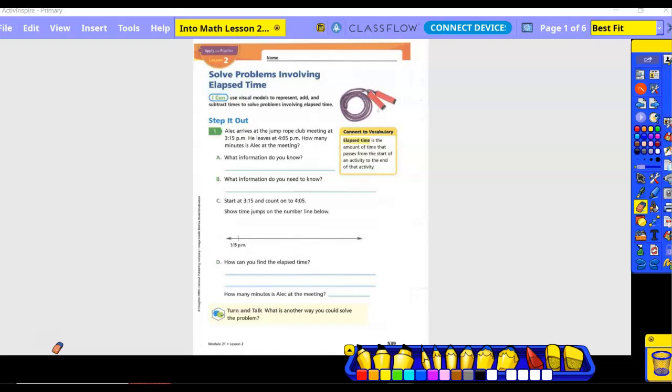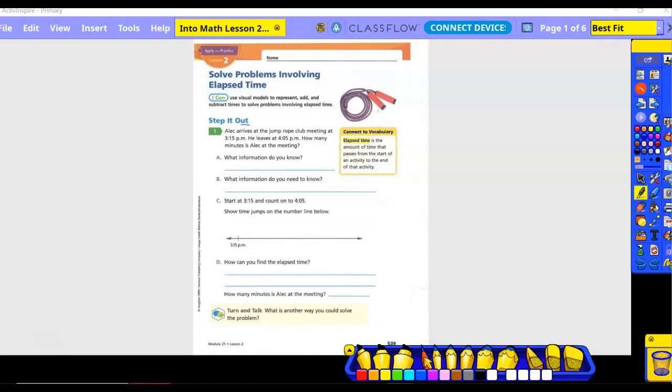So Alec arrives at the jump rope club meeting at 3:15 p.m. He leaves at 4:05 p.m. How many minutes is Alec at the meeting? Elapsed time is the amount of time that passes from the start of an activity to the end of that activity. Okay, so what information do you need to know? So we're going to circle our information.